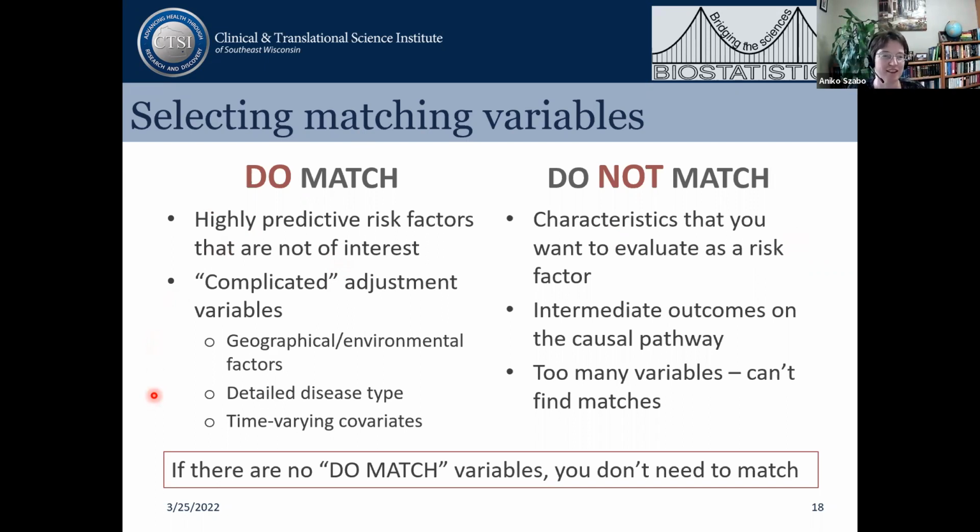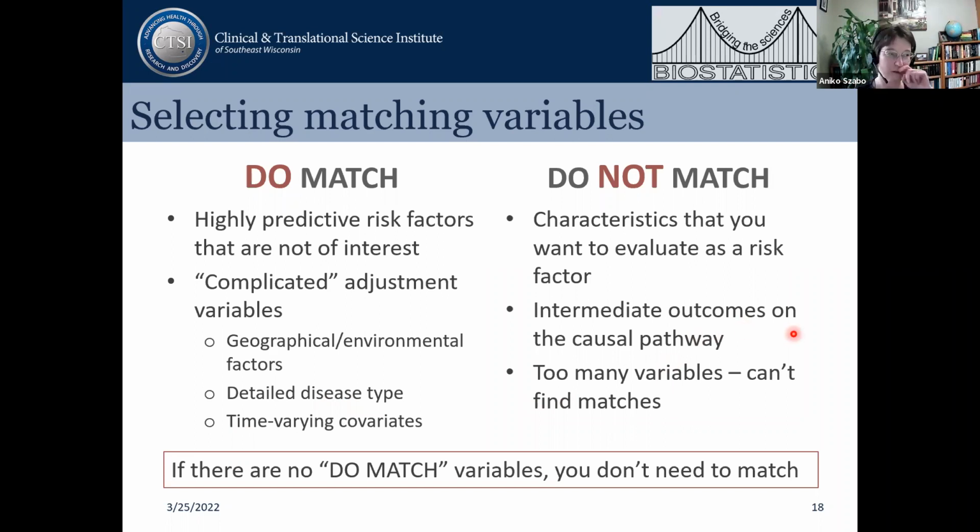So for statisticians among us, it's variables that you would not want to be including in your statistical adjustment models, that make you worry about how am I going to do all of that. These often are geographical variables or detailed disease types. So this would be like categorical covariates with many, many levels. In our case, it was geographical, like where the patient lives potentially. Time varying covariates are very difficult to include in adjustment models. They are much easier to include with matching.